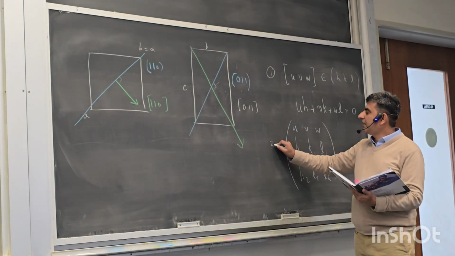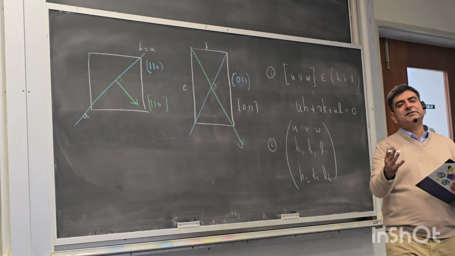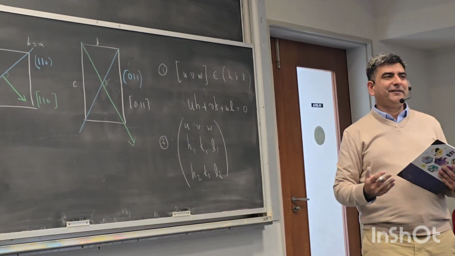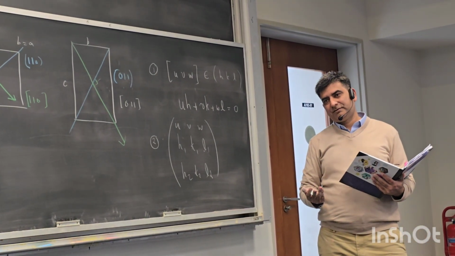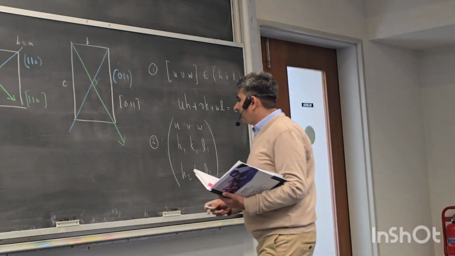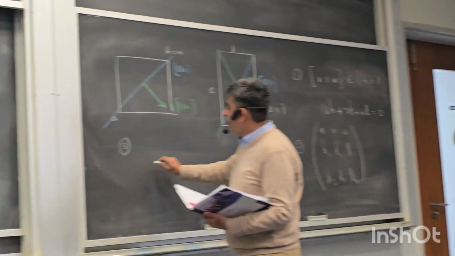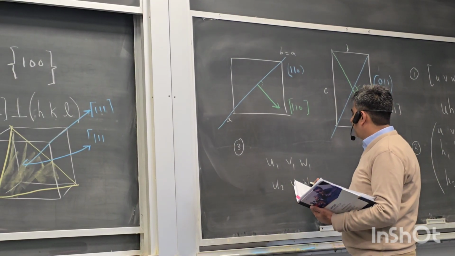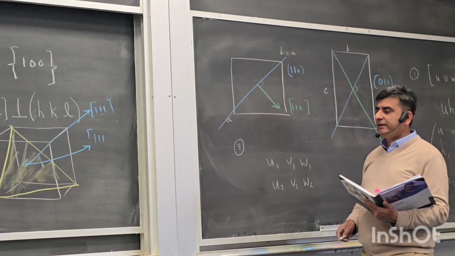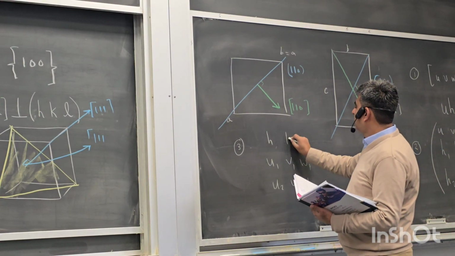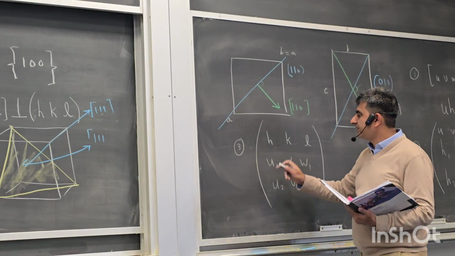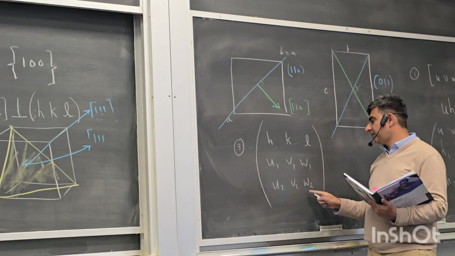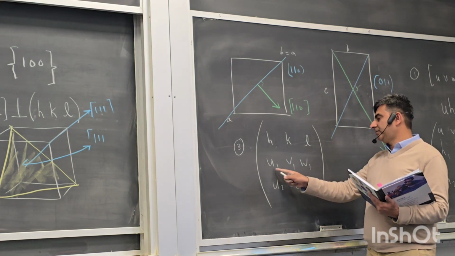Right? If you have two directions, they will always lie in some plane. If you take two arbitrary non-parallel directions, they will lie in some plane. You can find that plane as well, the indices of that plane. So if you have two directions, U1, V1, W1, and U2, V2, W2, then they will lie in some plane whose Miller indices will be HKL. We form this matrix. H will be equal to V1 W2 minus V2 W1. K will be equal to minus of U1 W2 minus U2 W1. L will be equal to U1 V2 and so on.